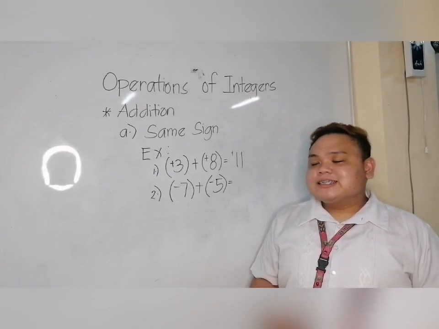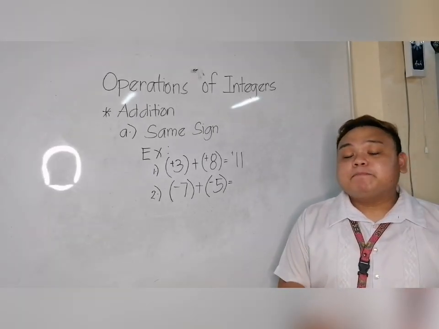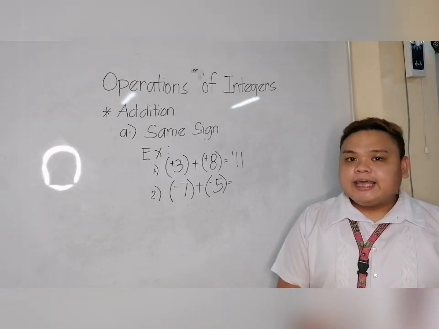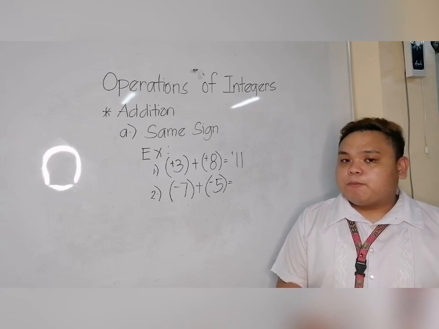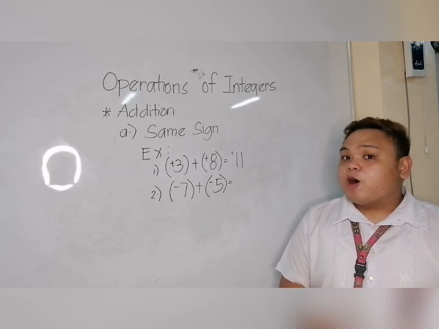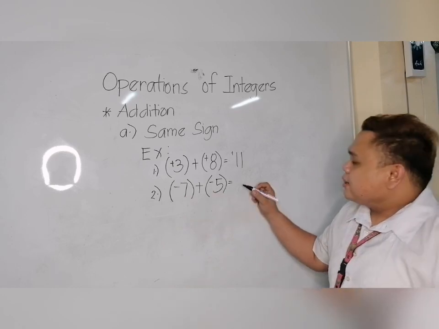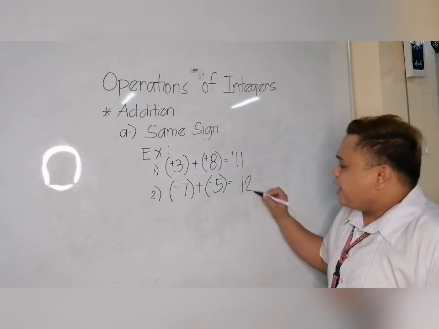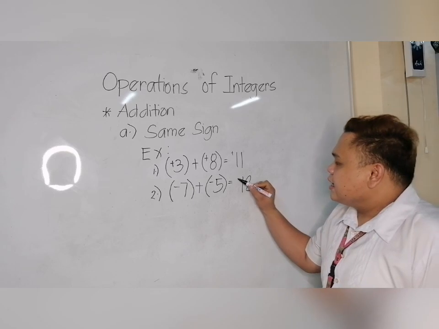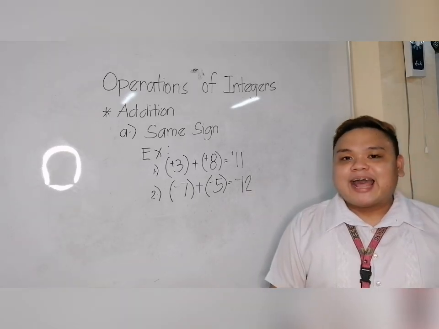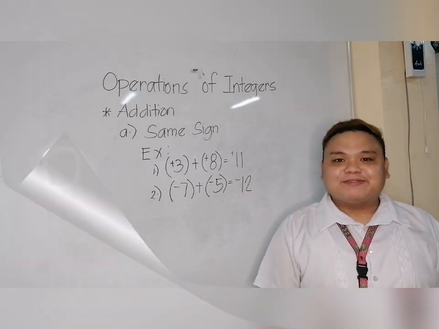For our next example, let's have -7 plus -5. Again, all we need to do is to add the numbers and then copy their common signs. In this case, we have 7 plus 5. That will be equal to 12. And their common sign is negative. Therefore, our answer is -12.